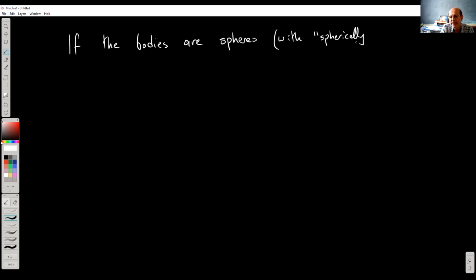Let me just go like this. If the bodies are, let's say, spheres with, all right, let me just add this, spherically, all right, let me write rotationally symmetric.